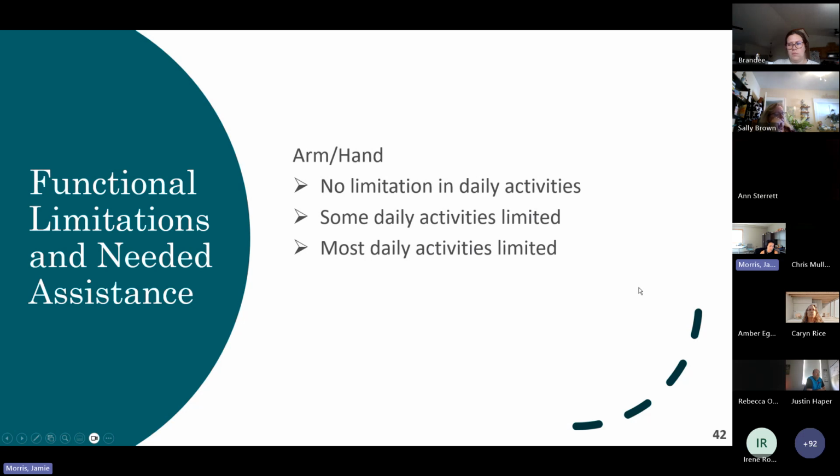And then for number 8, arm hand, we are choosing 1 that is applicable. So no limitations in daily activities, some daily activities are limited, or most daily activities are limited. This is what most accurately describes that individual's arm hand limitations. If they do use some type of aid or prosthesis, you would rate their functioning with the use of that aid.